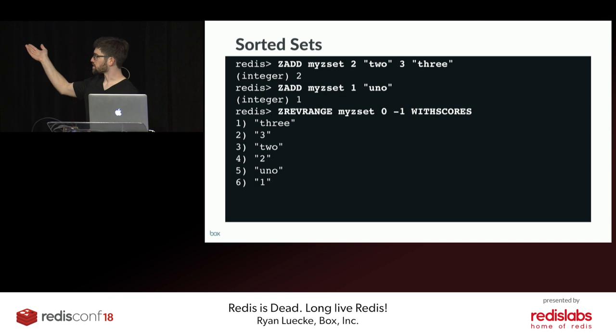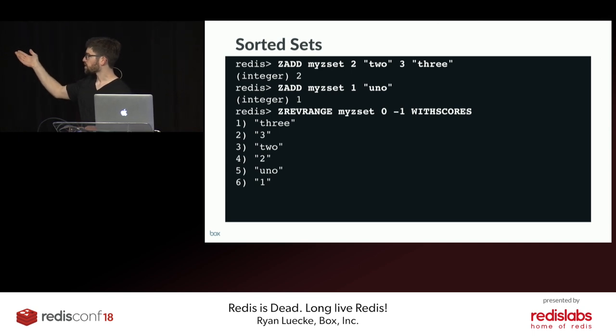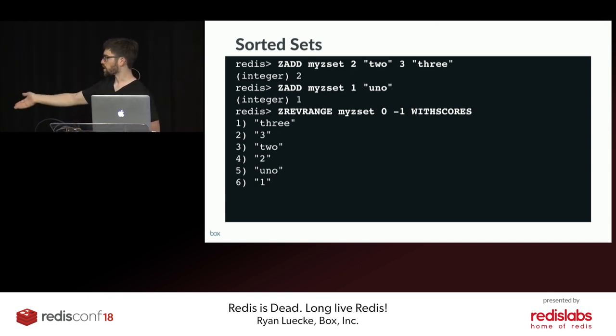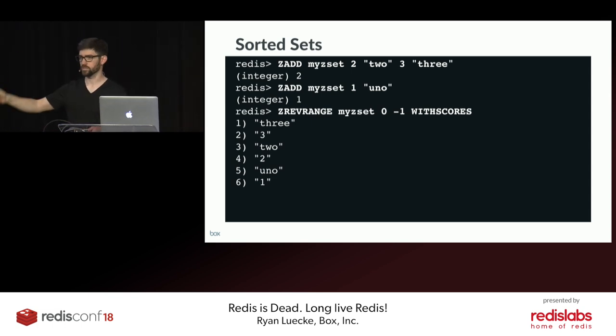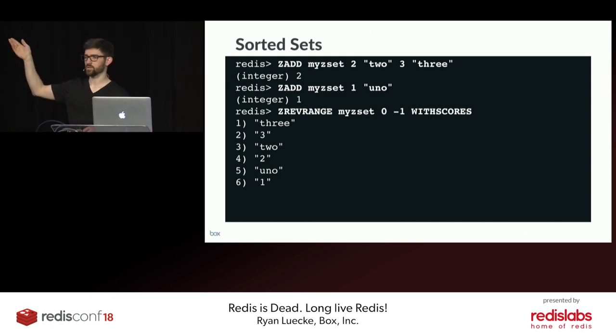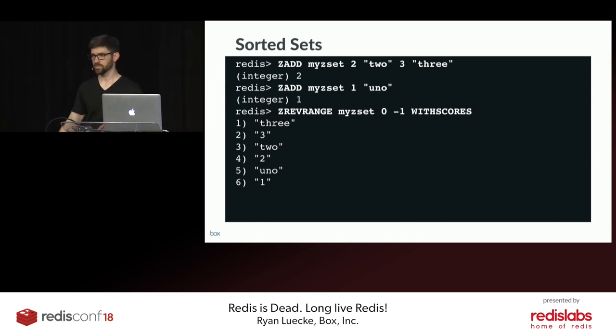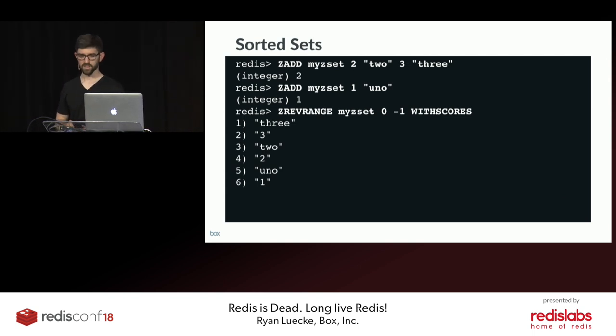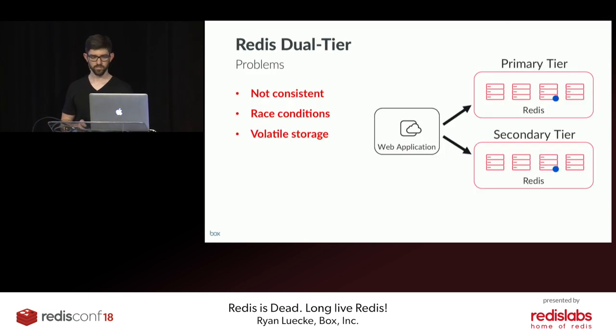So here's an example of how we use the sorted set. We can add items to the set using zadd. And then when we want to query and get the data in sorted order, we can use zrevrange to get it in reverse order. In this case, we were storing timestamps. And so we get everything with the greatest timestamp first, followed by everything that's least recent. So this is great. We have a data store that can do this, and it can do it very efficiently.